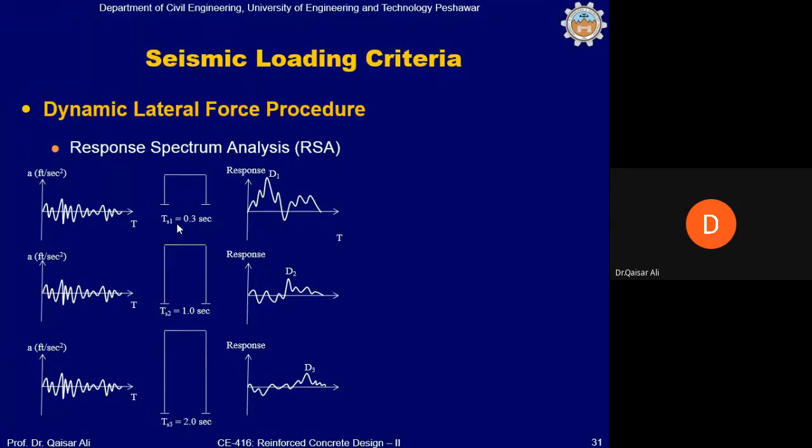So when we say that the time period of a structure is 0.3 seconds, it means there is a group of structures whose time period is 0.3 seconds. Similarly, for 0.4, 0.5, and 0.6 seconds time period, every structure would have some time period.